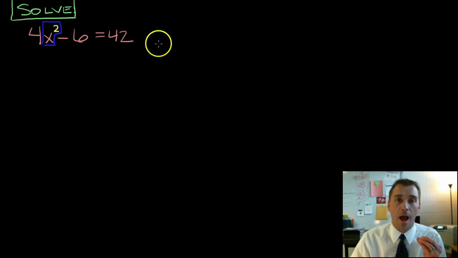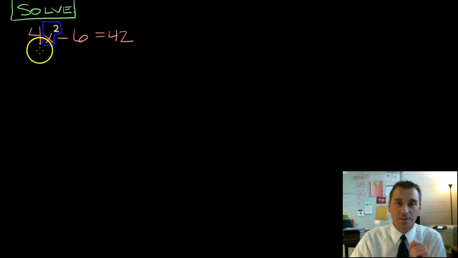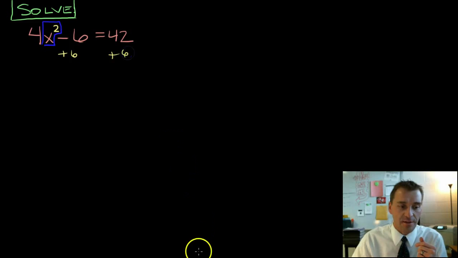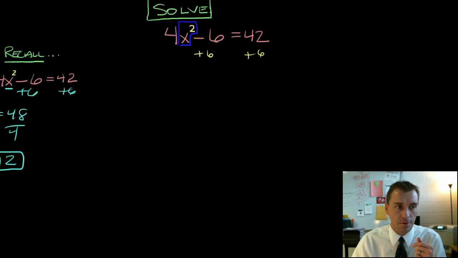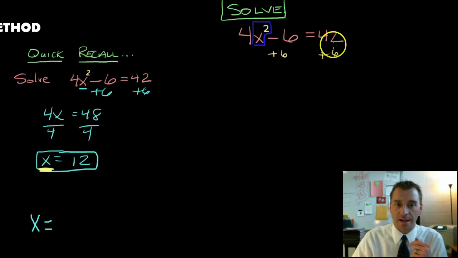That means I'm going back to my dog and cat example where I want to get rid of the cat first and the dog second. So the negative 6, the minus 6, the subtraction of 6, I'm going to get rid of that first. By doing what, Mater? I'm going to add 6 to both sides. Exactly like we did over here in this example right here with my recall. So I add 6, so I get 4. And then I get x squared equals 48.